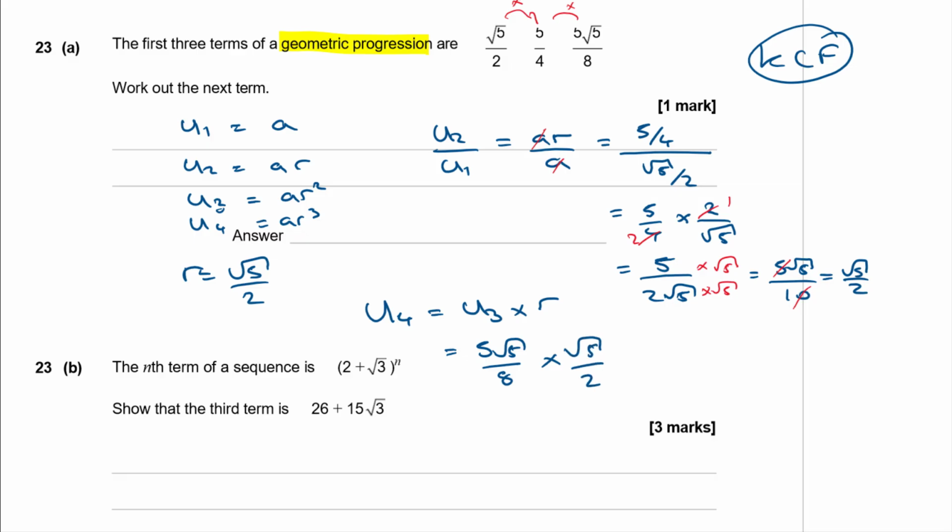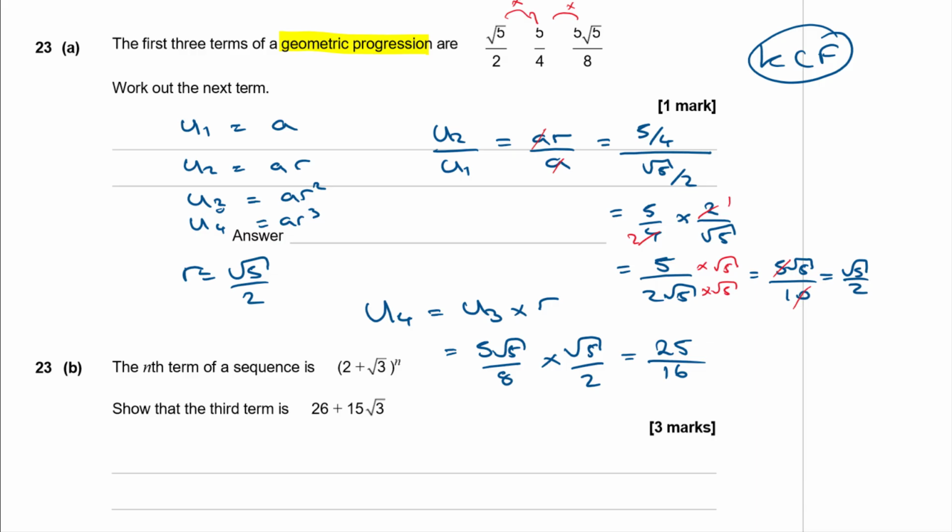Okay? So just tidying that up. Top times top, 5 times root 5 times root 5. Well, root 5 times root 5 is 5, times 5 is 25. That's going to be 25. And on the bottom, I've got 8 times 2, which is 16. 25 over 16, does that cancel down? I don't think it does. I think that's it, 25 over 16.